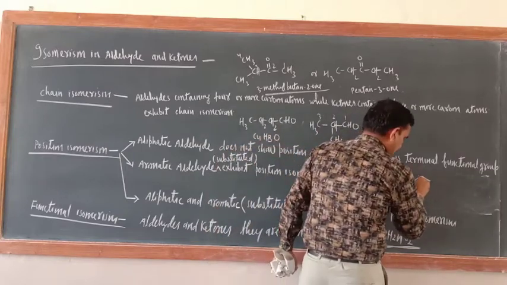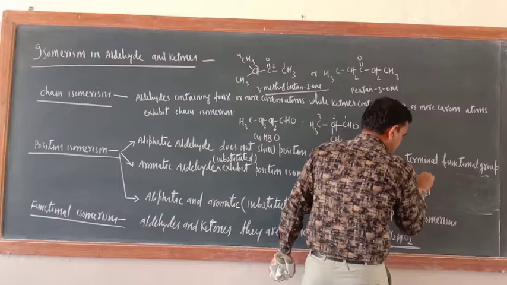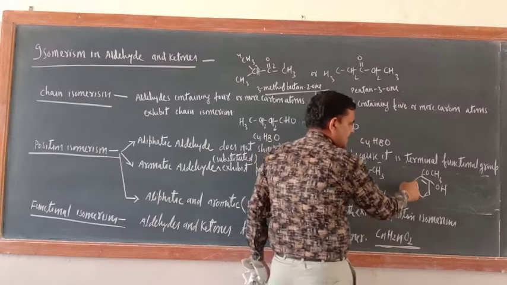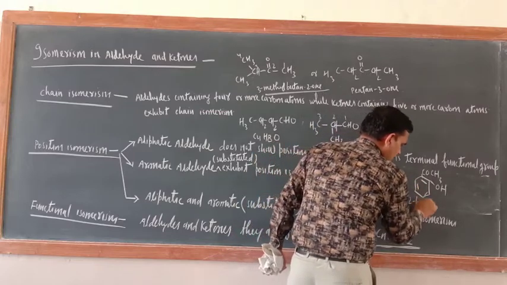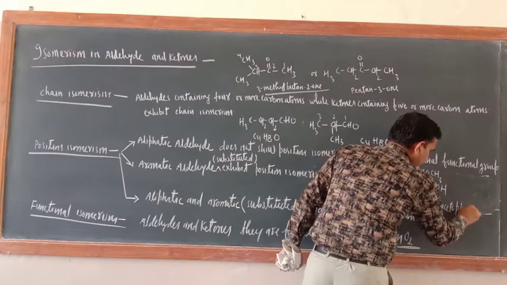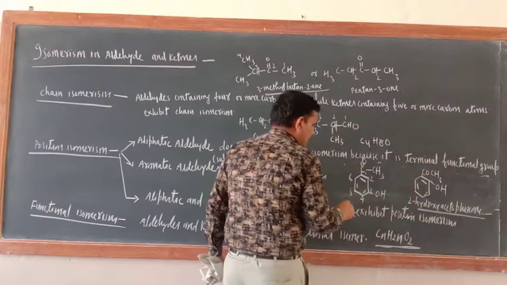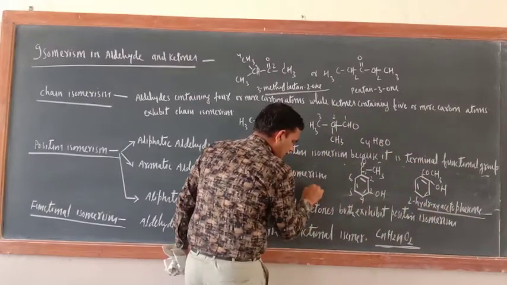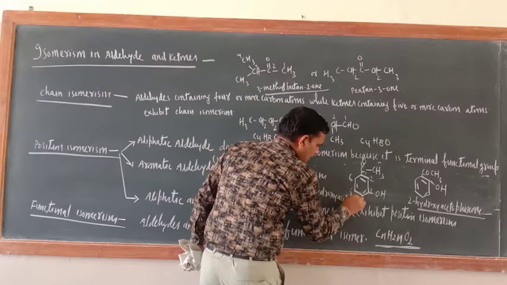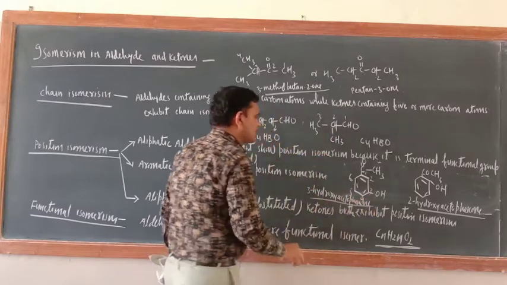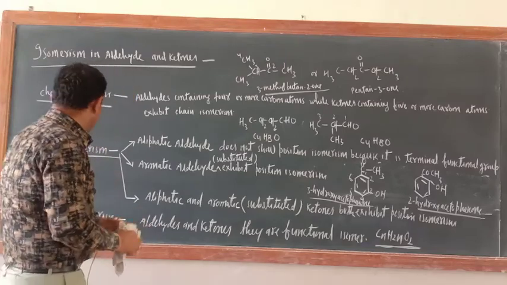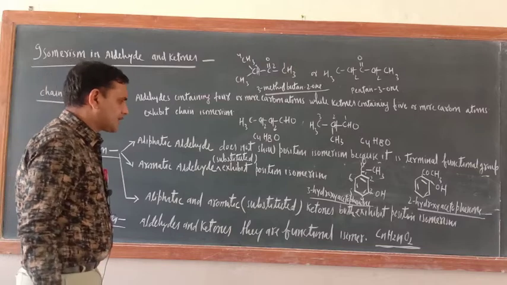I may write this one like that also. Just see, this CO CH3, I may write OH at the 2 position. So this is 2-hydroxyacetophenone. This is 3-hydroxyacetophenone. So the molecular formula is the same, only the position of the substituent is different. So this is all about position isomerism in aldehydes and ketones.